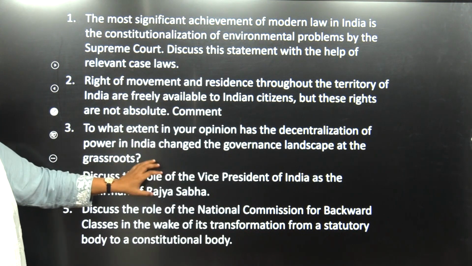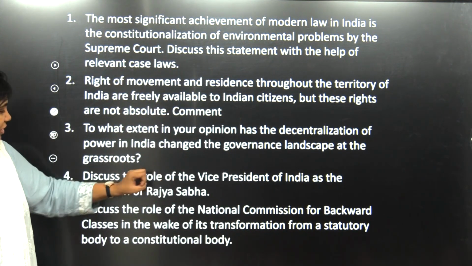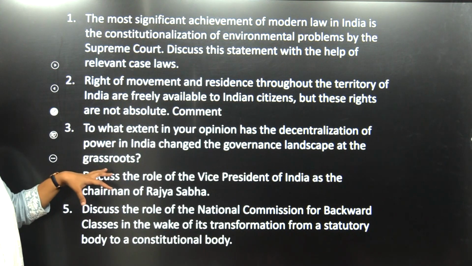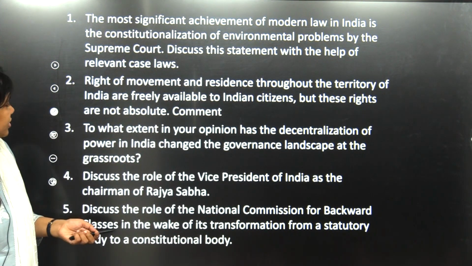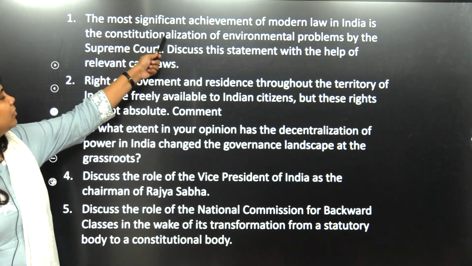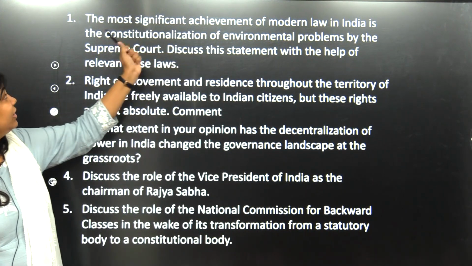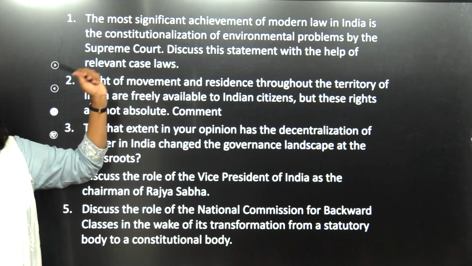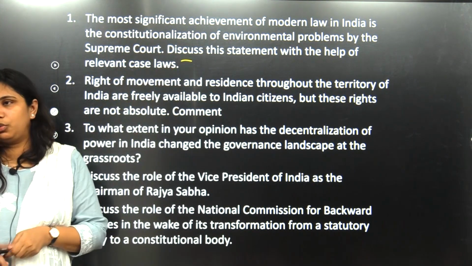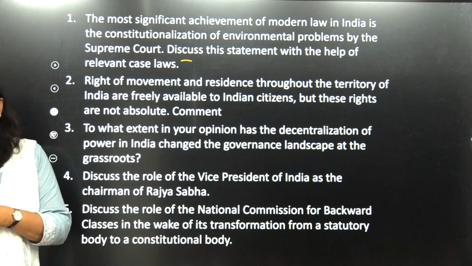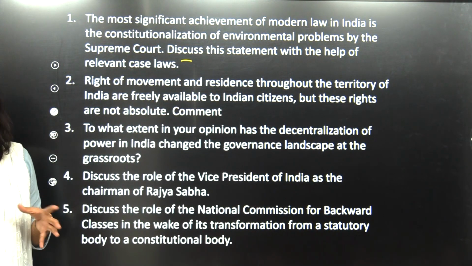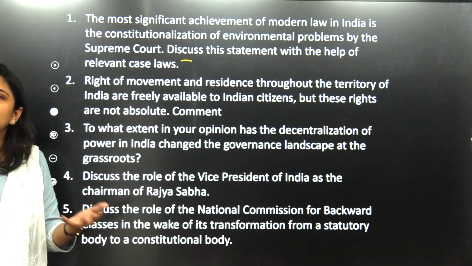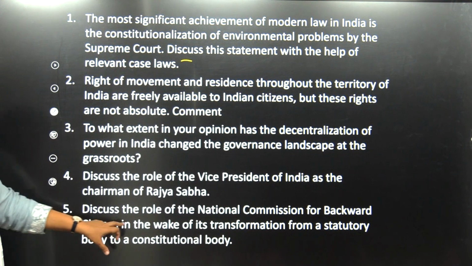So here, the questions are all about this type, and at the same time we also have other questions. Suppose this is a question: the most significant achievement of modern law in India is the constitutionalization of environmental problems by the Supreme Court. So this is totally an analytical question, where we have to link that with current affairs. So you have to link environmental problems with the Constitution and bring those issues here.